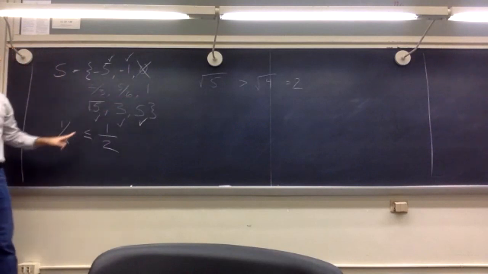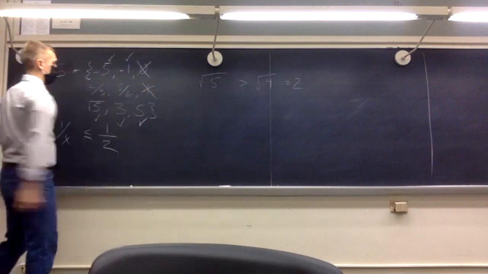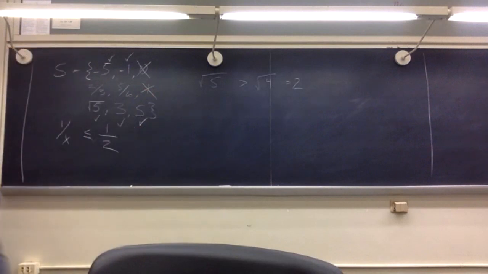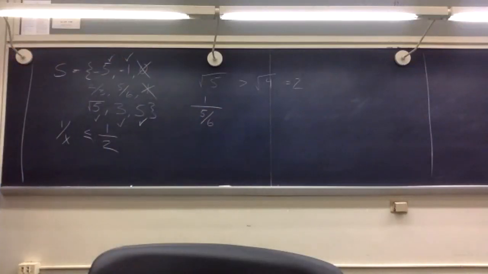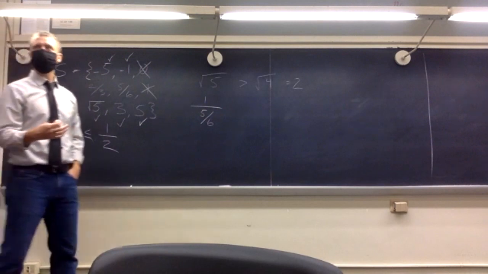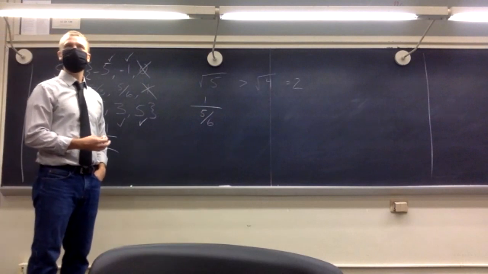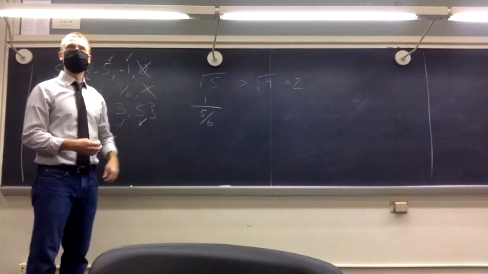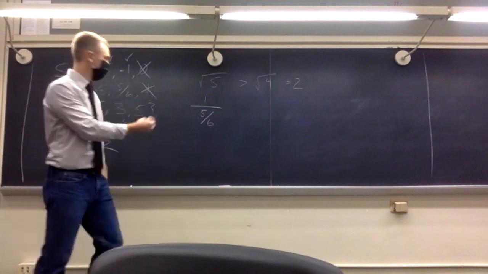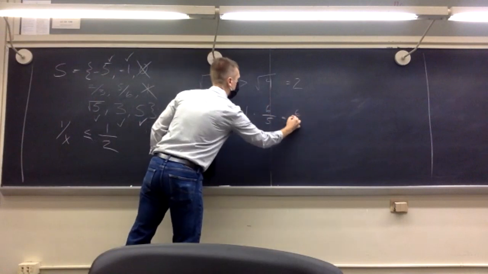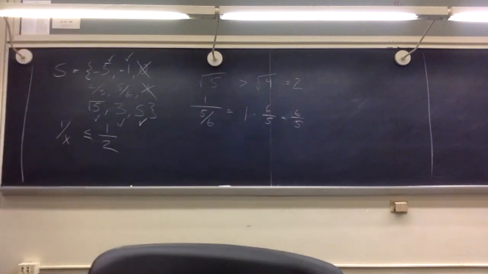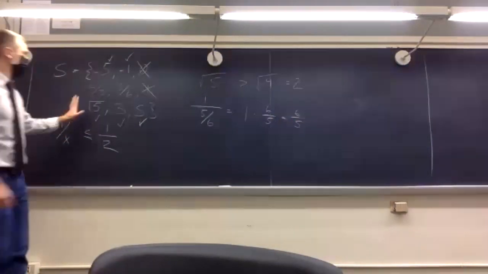1 divided by 1 is 1. 1 is bigger than 1 half, so that doesn't work. And now we get into fractional division. Let's do these ones. How do we treat fractions like this? What we've learned about this. Flip the denominator and multiply, right? So that's 1 times 6 over 5, which is 6 fifths. 6 fifths is definitely bigger than 1 half, so that doesn't work.